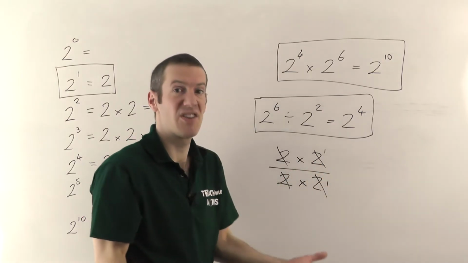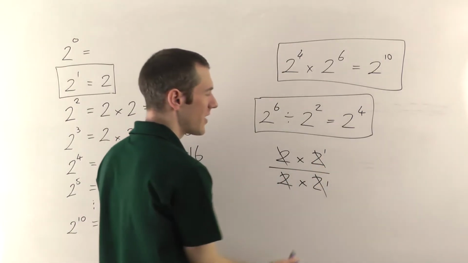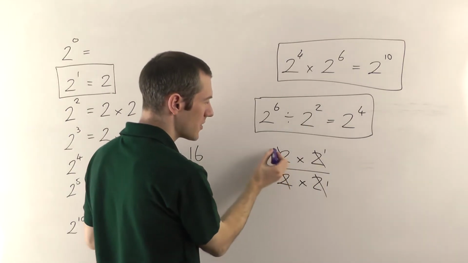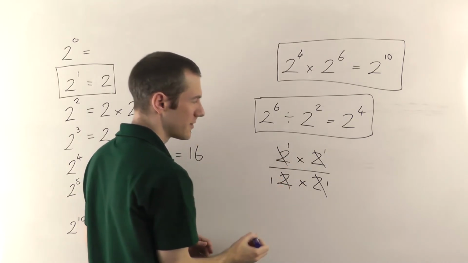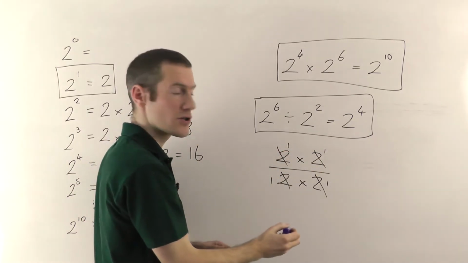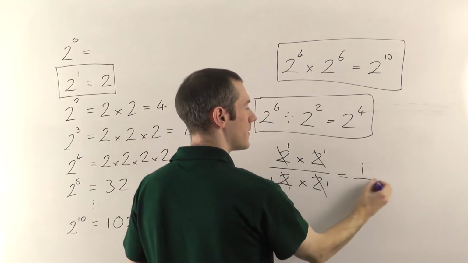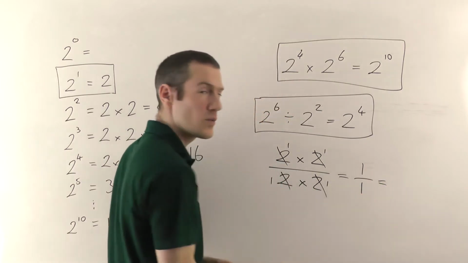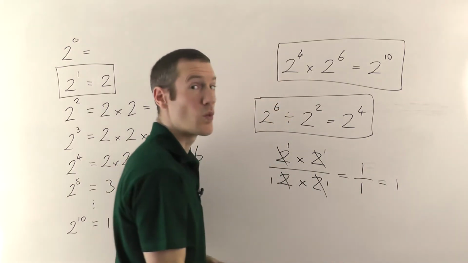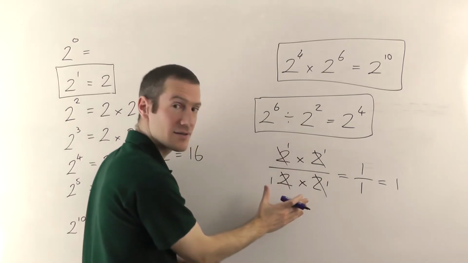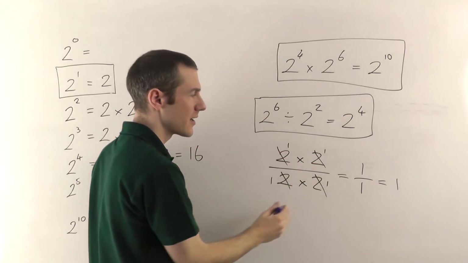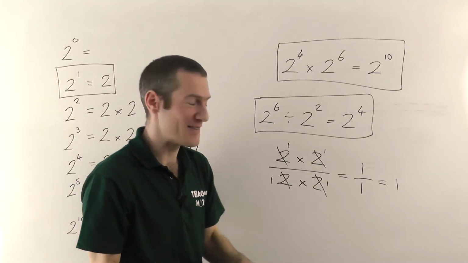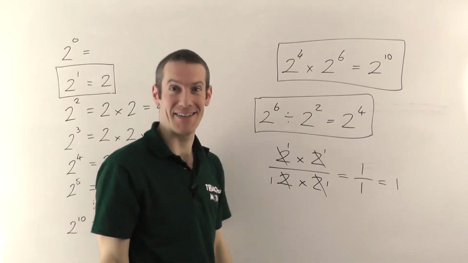Anything divided by 1 is just the thing you started with. So most of the time we don't bother writing the 1s, we just cancel them. But if it all cancels, then you need these 1s here. 2's into 2 go once, and 2's into 2 go once. 1 times 1 on the top gives you 1. And 1 times 1 on the bottom gives you 1. And 1 divided by 1 is 1. If everything cancels, when you're multiplying and dividing, you don't get 0. You get 1. Which is quite counterintuitive, but that's the way it is.